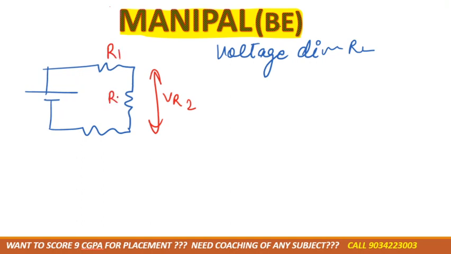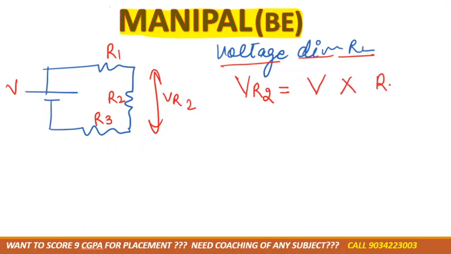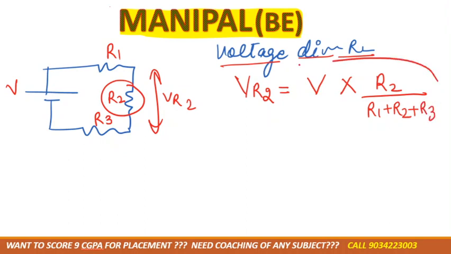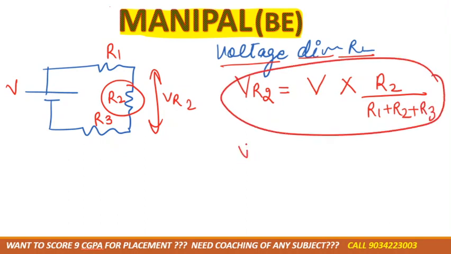Like suppose we have R1, R2, R3, and the total voltage is V, and we need to calculate the voltage across R2. So what is the formula according to the voltage division rule? That is the total voltage multiplied by R2, whichever branch we need to calculate the voltage for, divided by the sum of resistances which are connected in series. So this is the formula.